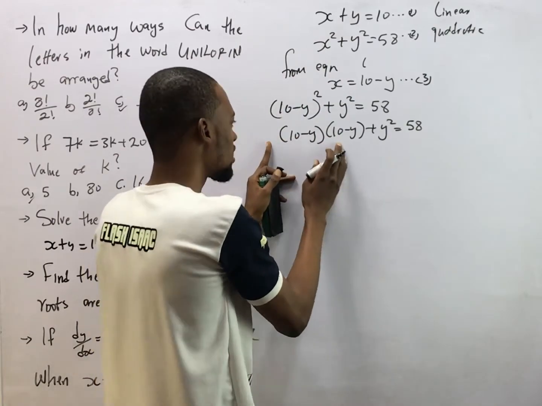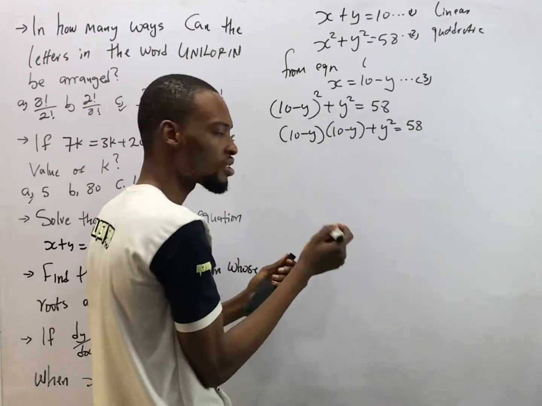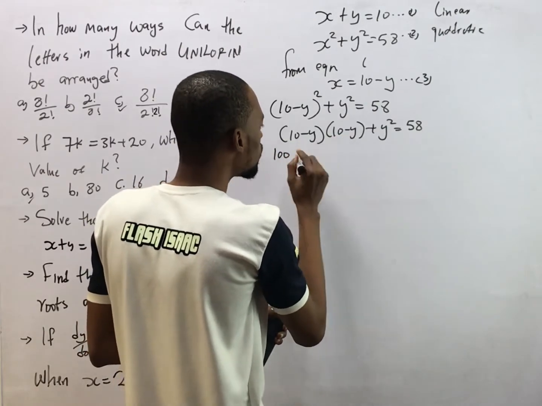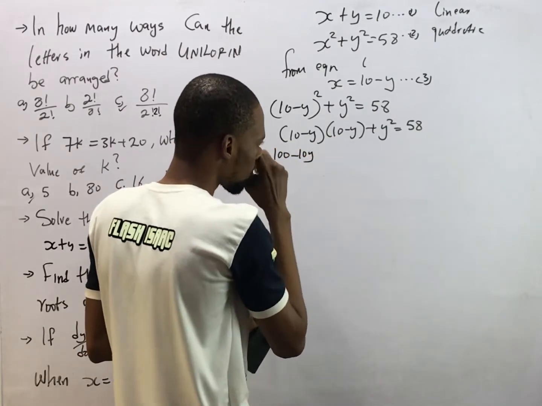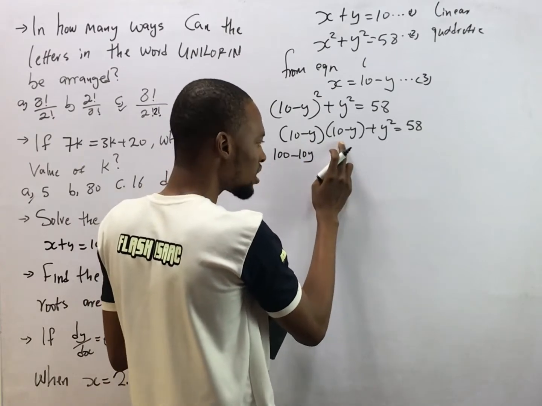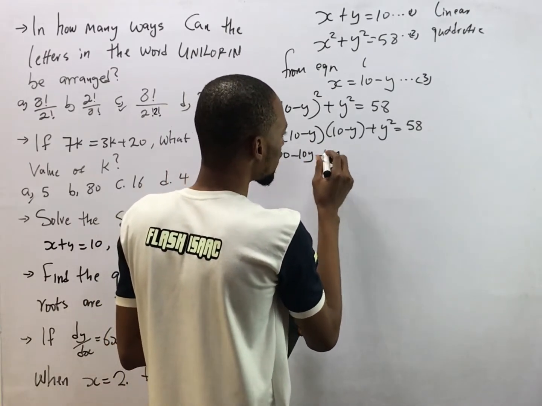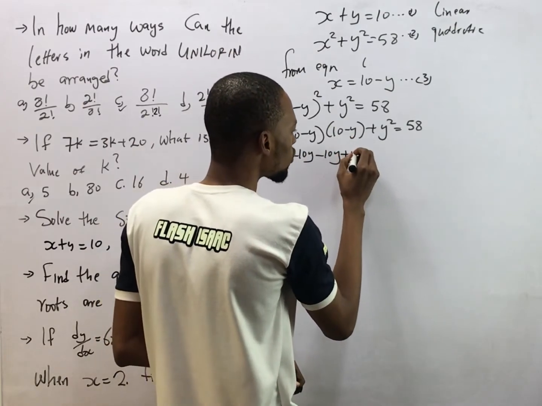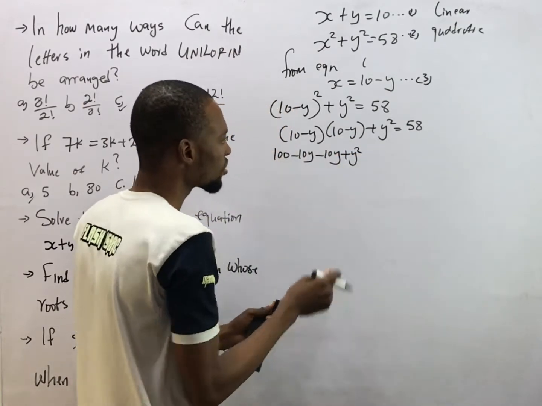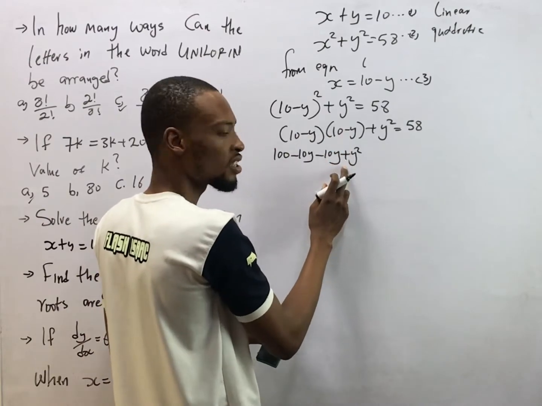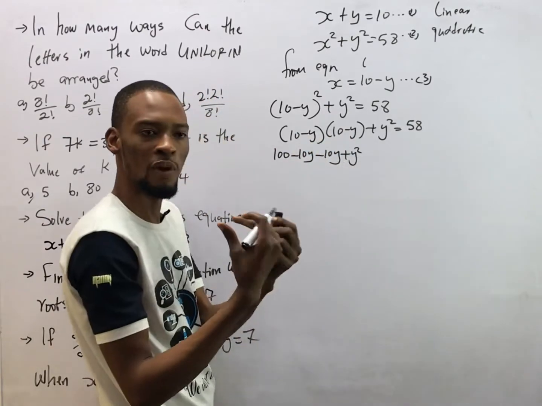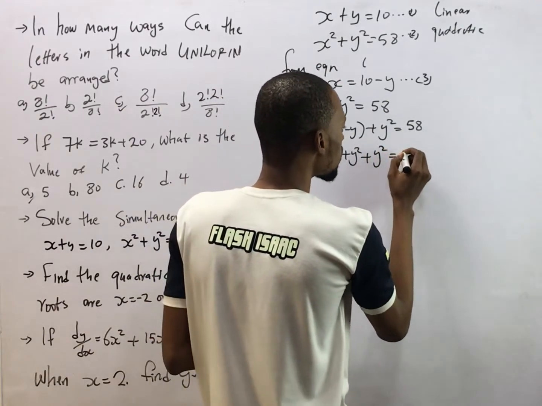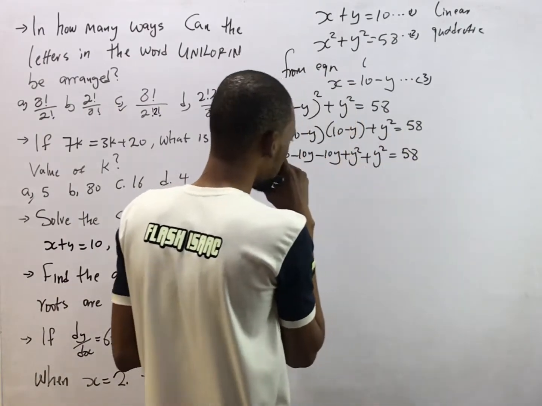Opening up this bracket, 10 times 10 would give you 100. 10 times minus y would give you minus 10y. Minus y times 10 will give you minus 10y. Minus y times minus y would give you plus y squared. This is because minus times minus is plus, and y times y will give you y squared. Plus the y squared we already have is equal to 58.